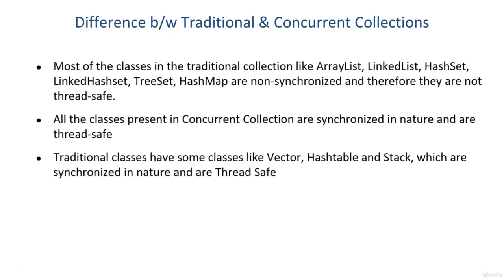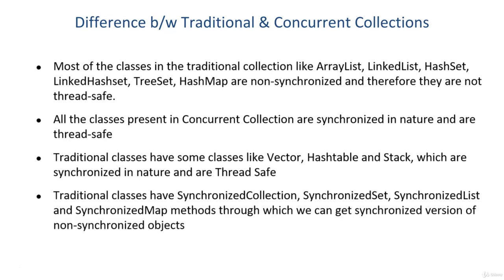Traditional classes have some classes like Vector, Hashtable, and Stack which are synchronized in nature and are thread safe. Traditional classes have synchronizedCollection, synchronizedSet, synchronizedList, and synchronizedMap methods through which we can get a synchronized version of non-synchronized objects.